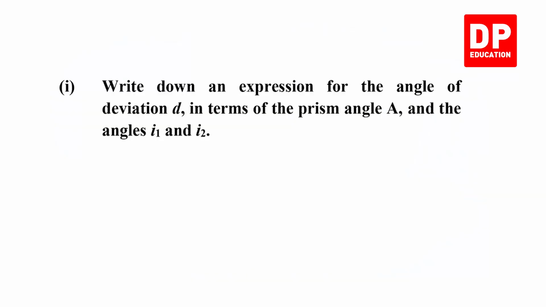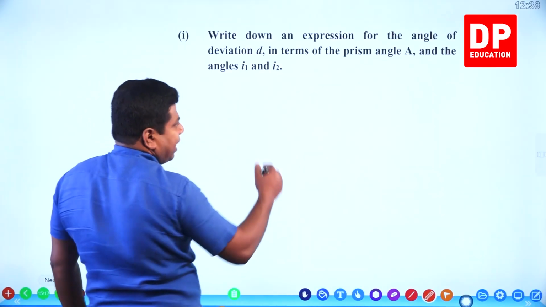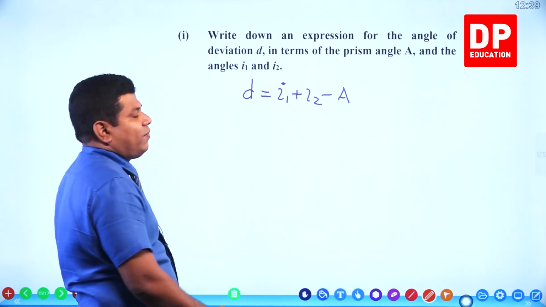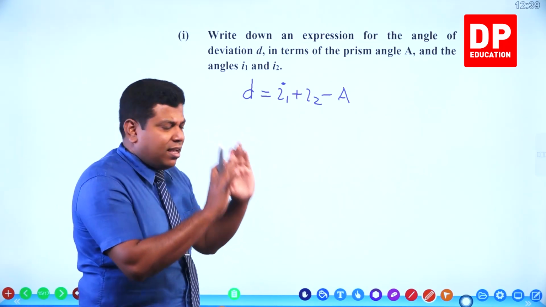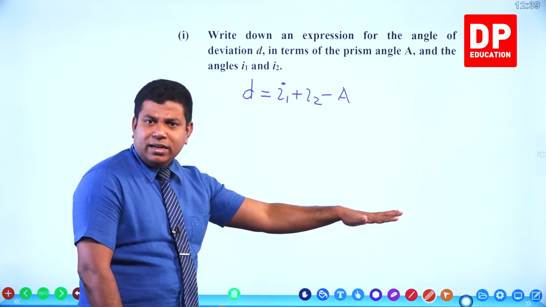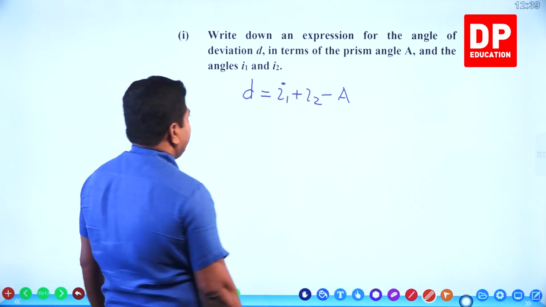Write down an expression for the angle of deviation in terms of the prism angle and the angles I1 and I2. We studied that from the theory: D = I1 + I2 − A. Straight away you have to write it here. No proving, nothing. Just write this answer. Marks will be given for this line only. Whatever else you have written doesn't matter. If this answer is there, that is where the marks will come for you. Next.